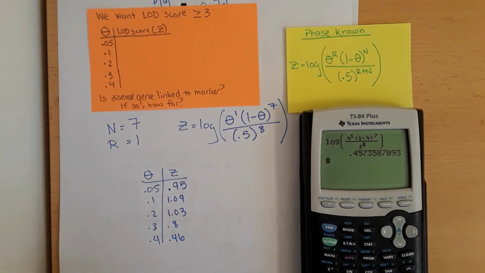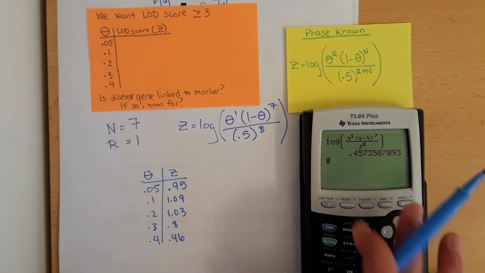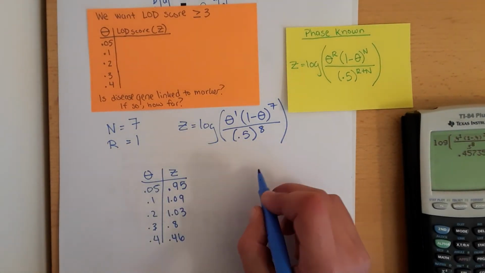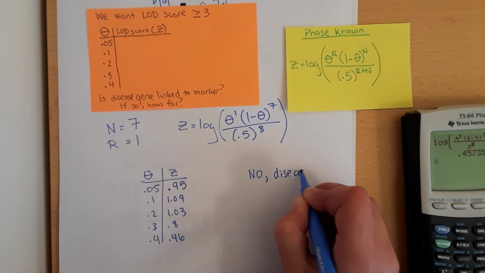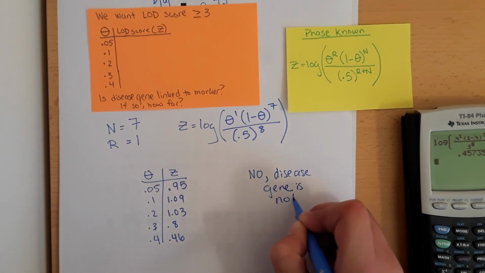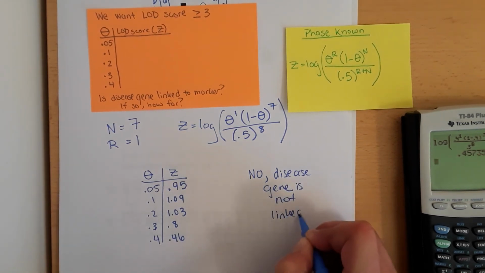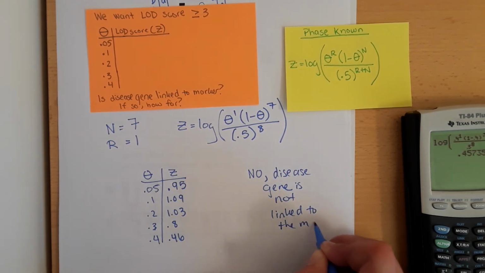So after plugging in all of the values of theta, we get these values for our LOD score, and it looks like we don't have a LOD score that's greater than or equal to 3. So then our answer is no, the disease gene is not linked to the marker.